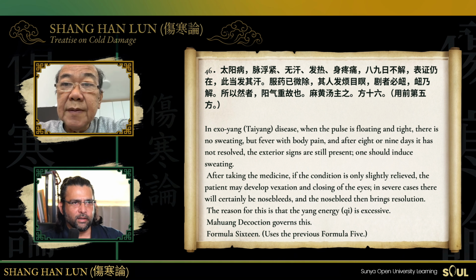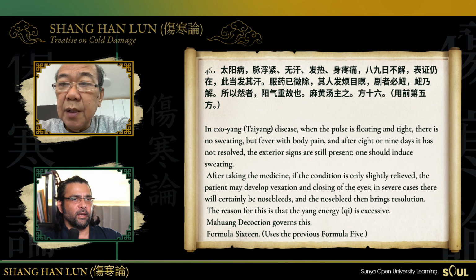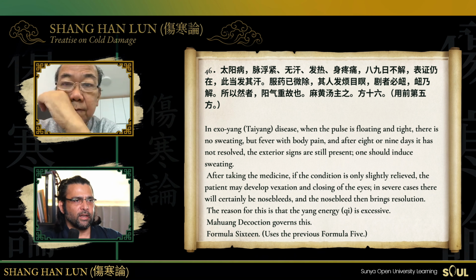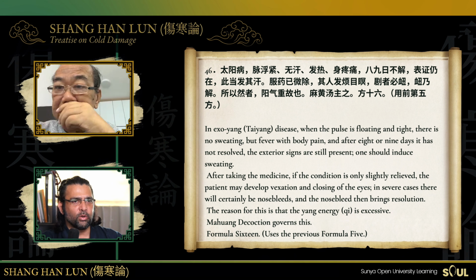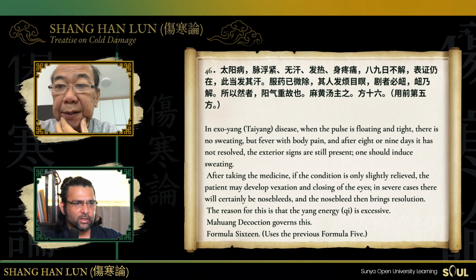In Yang disease, the pulse is floating and tight. There is no sweating, but fever with body pain. After 8 or 9 days, it has not resolved, and exterior signs are still present, one should induce sweating. After taking the medicine, if the condition is only slightly relieved, the patient may develop vexation and closing of the eyes. In severe cases, there will certainly be nosebleeds, and nosebleed then brings resolution. The reason is that the yang qi is excessive. Mahuang decoction governs this.